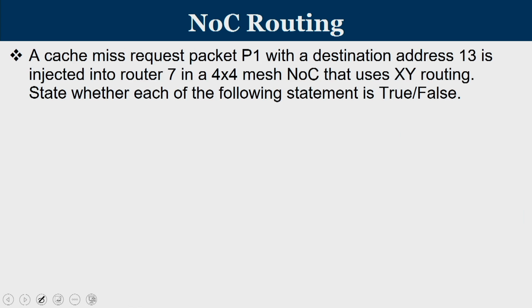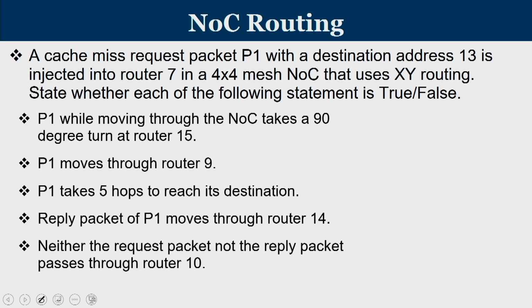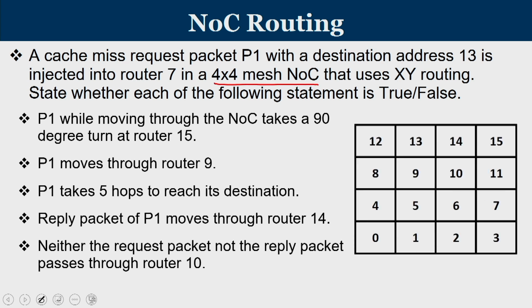A cache miss request packet P1 with a destination address 13 is injected into router 7 in a 4x4 mesh network on chip that uses XY routing. State whether each of the following statements is true or false. So, these are some statements that are being given. We are talking about a 4x4 mesh NoC, so we have to be familiar with the numbering.